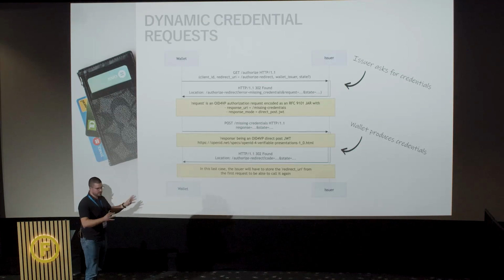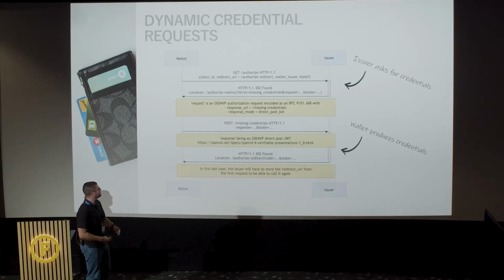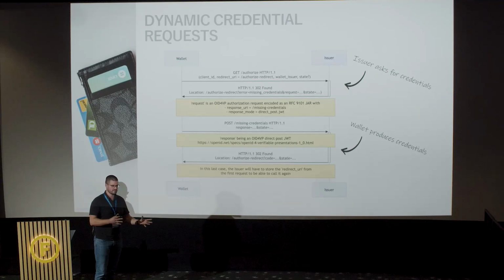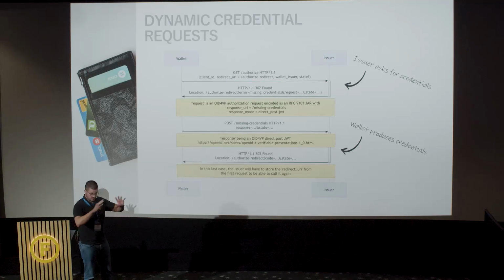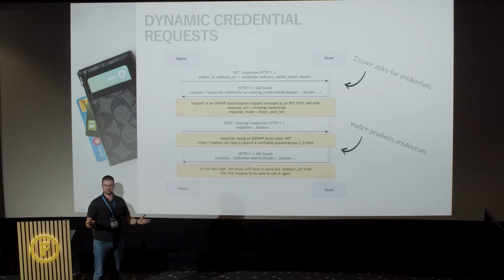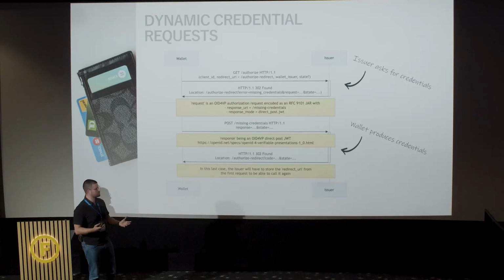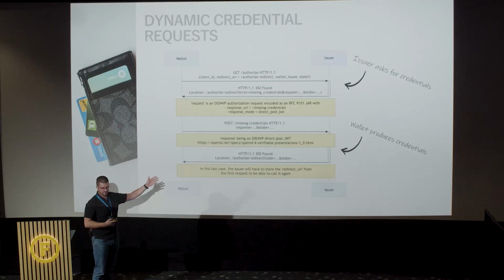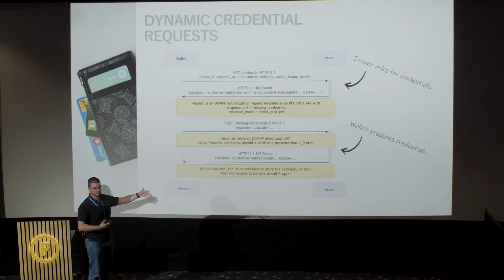So I'm just going to fly over this sequence diagram. When you ask for the authorization, you're going to do the usual process, but instead of answering with the authorization code, the authorization server is going to say, I'm missing credentials. Please send me extra credentials for me to be able to authorize you. And then you're going to respond on a specific endpoint with the missing credentials with the OpenID for VP response. And then it's going to send you the access token.